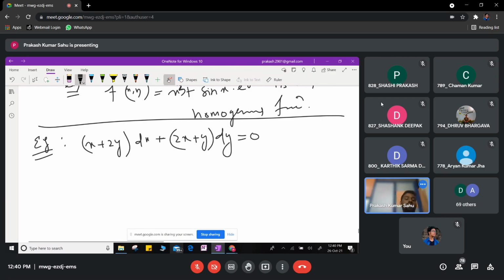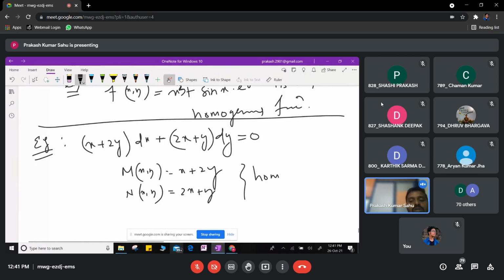So this is the differential equation, and it has the form M(x,y) dx plus N(x,y) dy is equal to 0. Is this a homogeneous equation or not? You can easily check: both M and N are homogeneous. Here M(x,y) is equal to x plus 2y, and N(x,y) is equal to 2x plus y. Both are homogeneous.